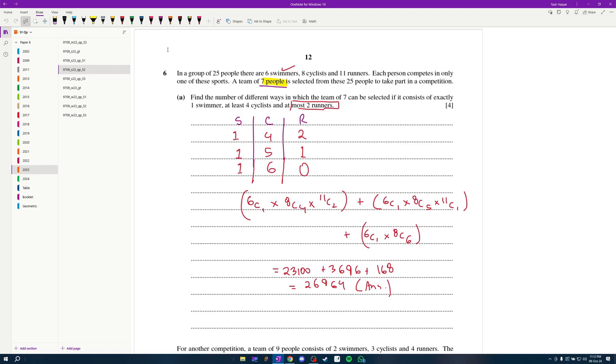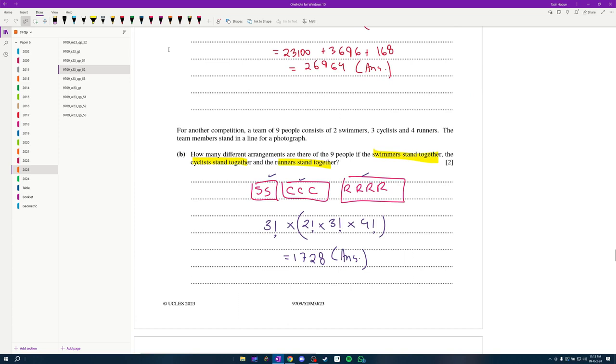So 1 swimmer for sure, and then suppose we have 4 cyclists and 2 runners, that's 7. Then we can decrease the number of runners and increase the number of cyclists. So 5, 1 or 6, 0. And then you know the rest. 6C1, 1 swimmer out of these 6. Then 8C4 times 11C2 and so on, okay?